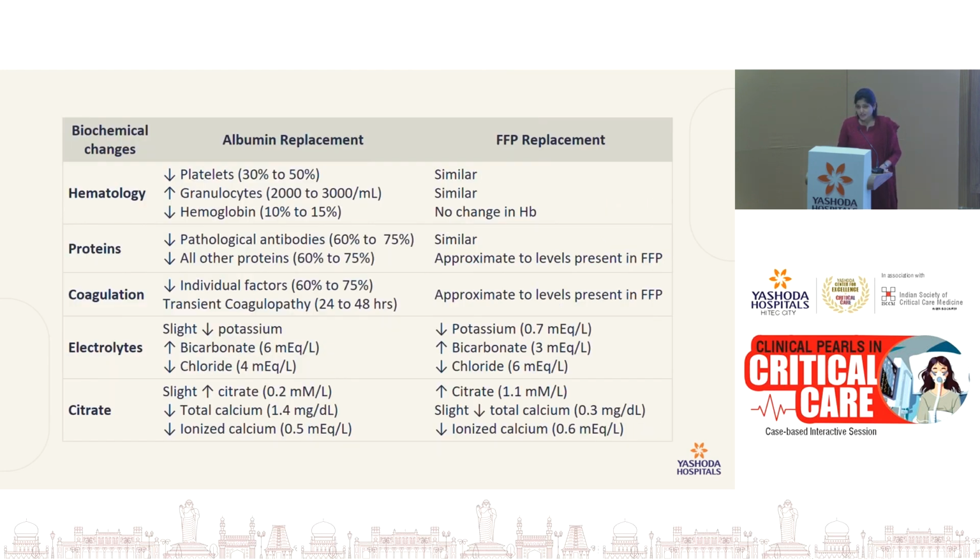Since we are removing a large amount of plasma, either when we choose albumin replacement or FFP replacement, there are going to be some biochemical changes. There will be a 30% reduction in platelets, which will get back to normal within 72 hours. Your proteins and individual coagulation factors will all decrease, but it's all transient. It will come back to normal in 24 hours. Fibrinogen alone will take 72 hours. Electrolyte imbalance is very minimal.